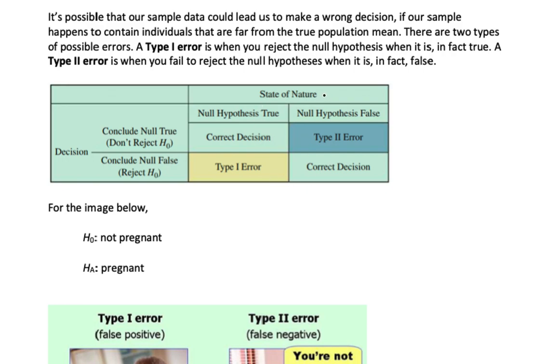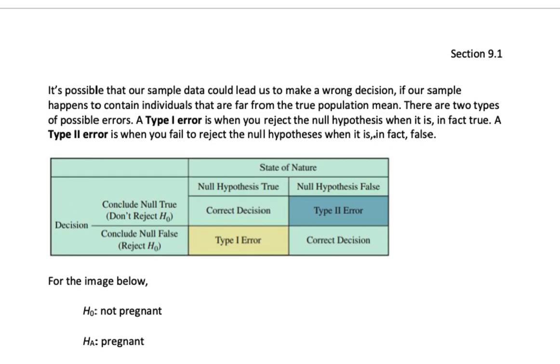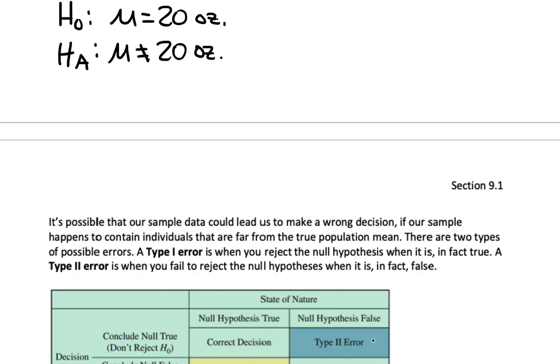State of nature means what is actually true, and the decision side is what decision I'm making based on my hypothesis test. If the null hypothesis is actually true, and I conclude that it is true, that's the correct decision. If the null hypothesis is actually false, and I conclude that it was false, that's also the correct decision. If the null hypothesis was true, but I concluded that it was false, I made a type 1 error. And if the null hypothesis was false, but I concluded that it was true, then I have made a type 2 error.